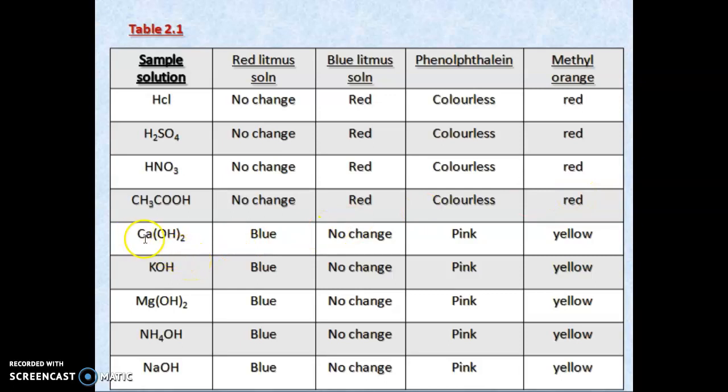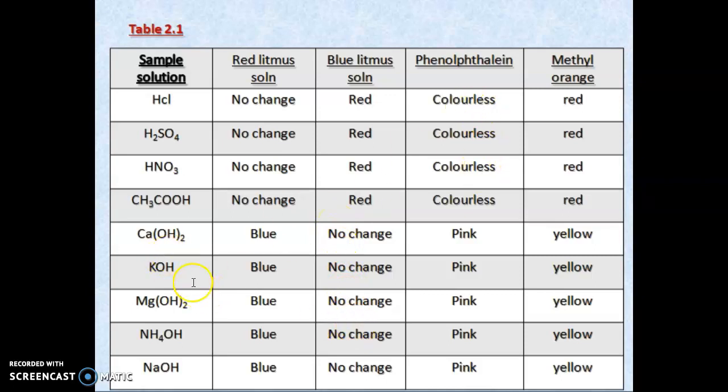Below this is calcium hydroxide, the formula is Ca(OH)2. Then potassium hydroxide, magnesium hydroxide, ammonium hydroxide, sodium hydroxide. These are the bases. When a base reacts with red litmus paper solution, what happens? The red changes into blue, whereas blue litmus paper shows no change. So all the bases, when they react with red litmus paper, show a blue color, whereas blue litmus paper does not show any change.